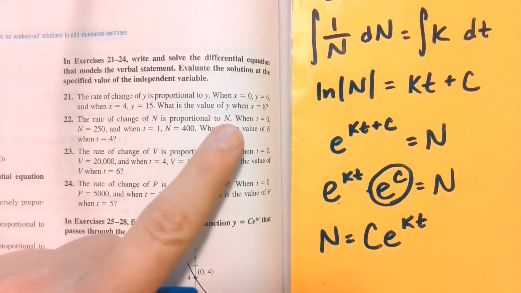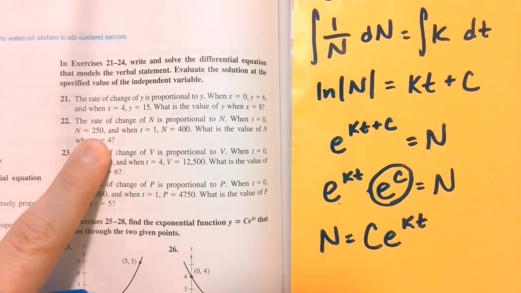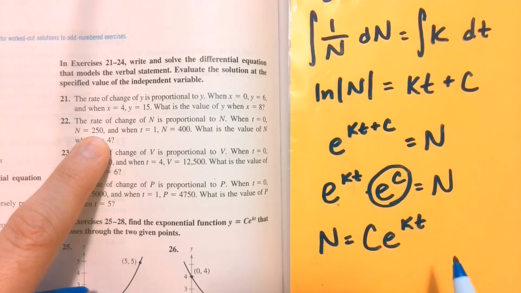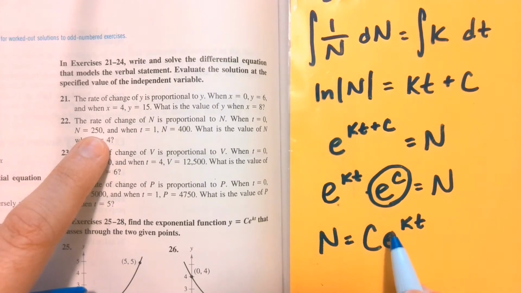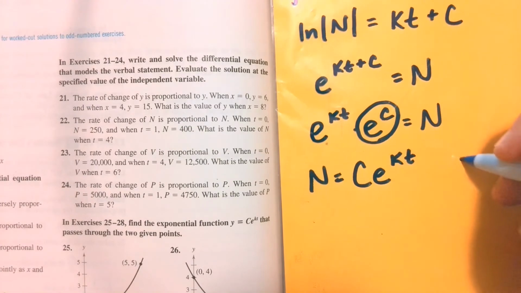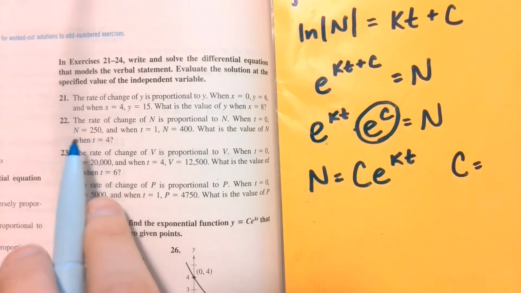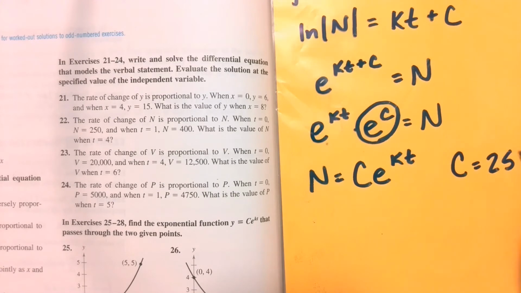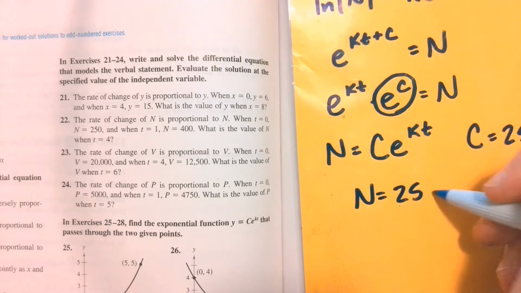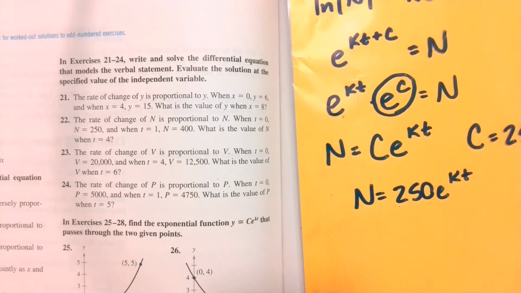So number 22 is asking me when t is 0, n is 250. So if I imagine t being 0, that is really the initial value because, well, t is 0, but also because if I raise e to the 0 power, I'm going to get 1. So whatever n is going to end up being whatever c is. So that first piece of it is just telling me that c is going to end up being 250. So now I have a new equation that n equals 250 e to the kt.